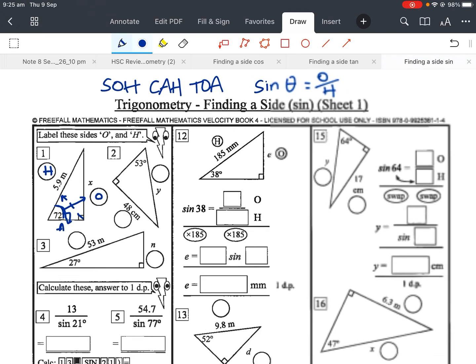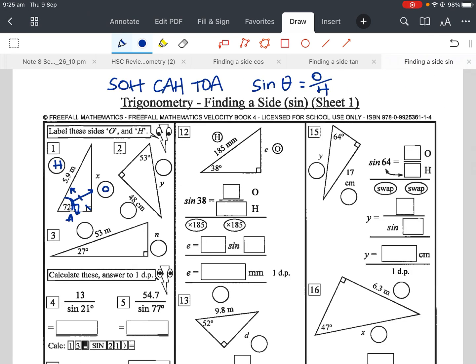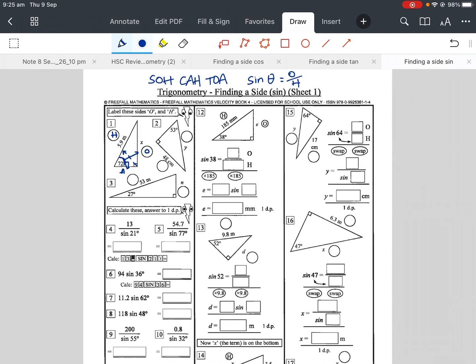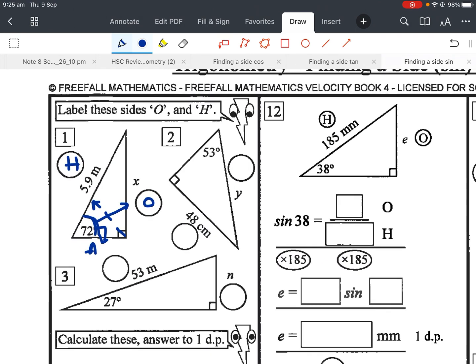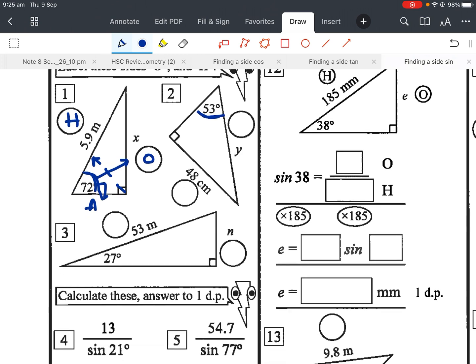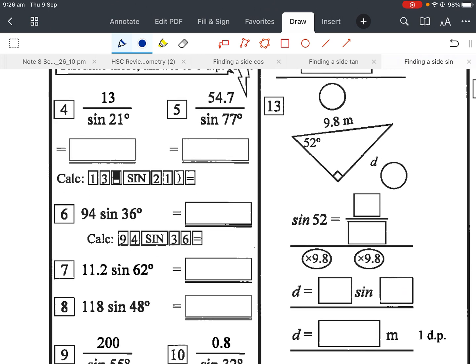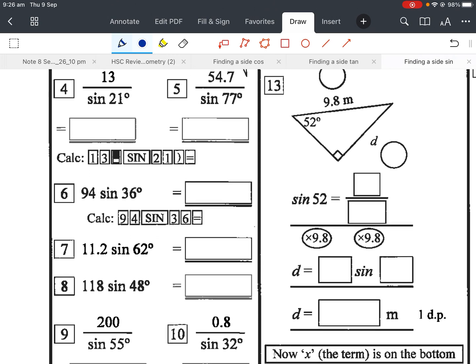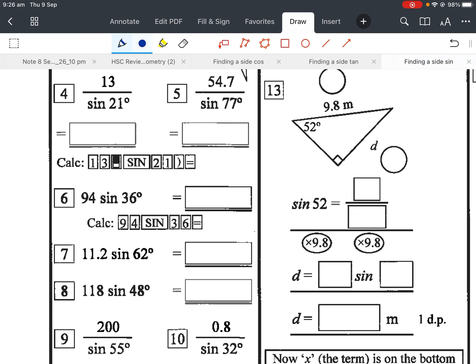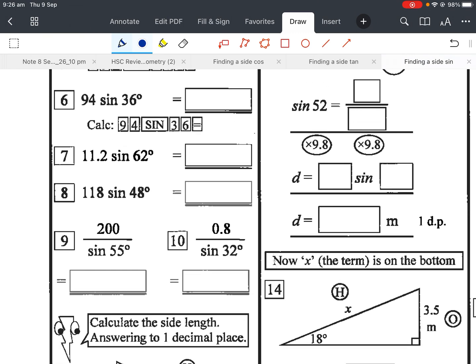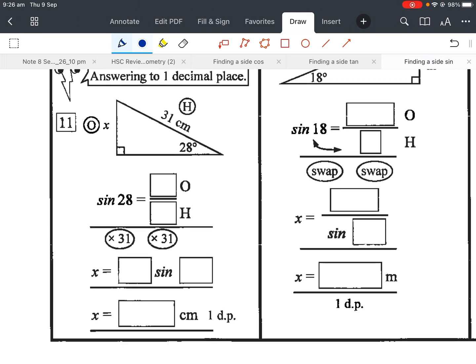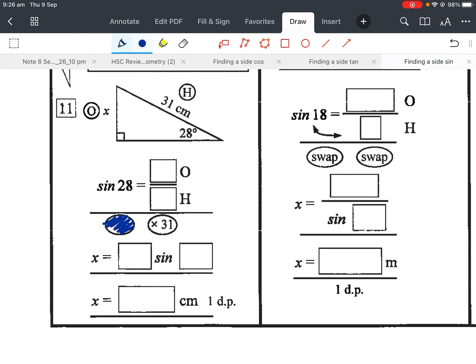Now that's handy because we're doing sine today, aren't we? Which needs the opposite over the hypotenuse. So all that first question is just practicing putting in the O and the H. So remember, put the H in first, and then the other one will be the O. Always going from where the angle is, not the right angle. So questions 4, 5, 6, 7, 8, 9, and 10 are just practicing on your calculator again. You don't really need to do those unless you want to, because I really want you to get into these ones.